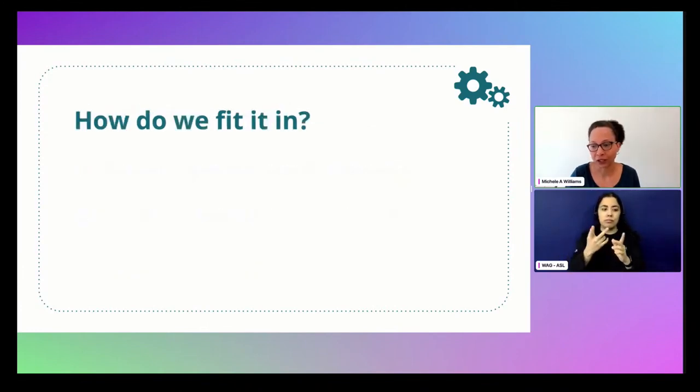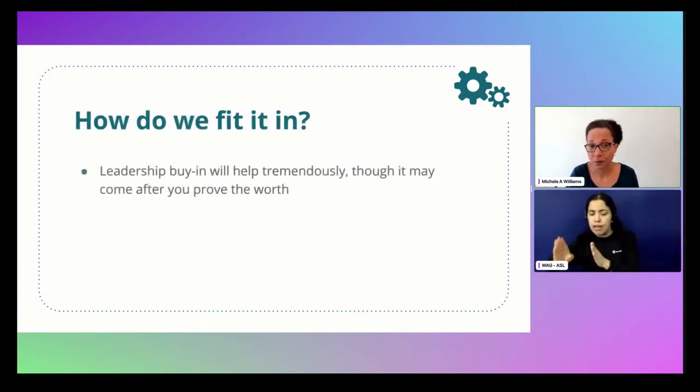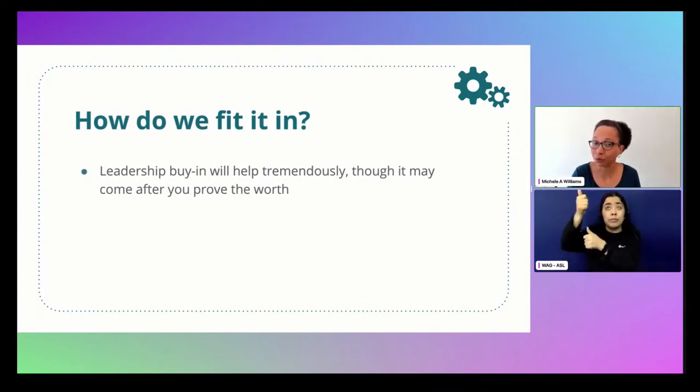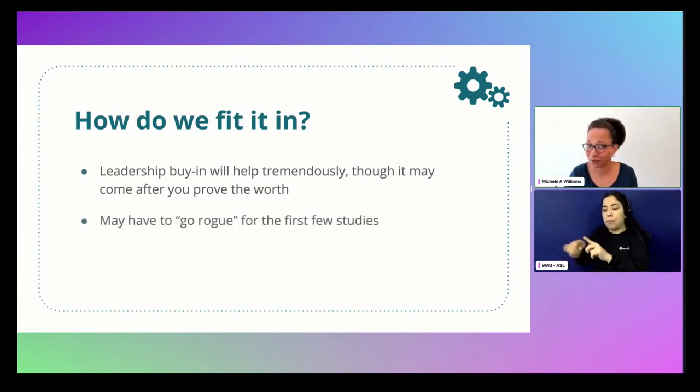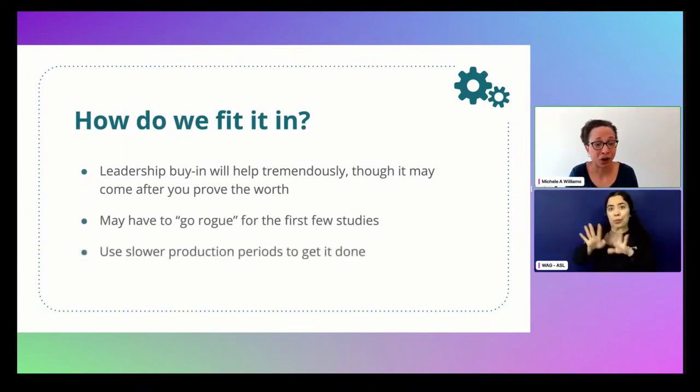To build on that a little bit more, for instance, it helps to have leadership buy-in to do this, but sometimes that may come after you prove the worth of doing the more contextual, insightful research rather than just research on the actual thing you built. And then also, you may have to go rogue a few times in order to get it done, in order to prove that worth. But sometimes there are slower periods of production where that happens.